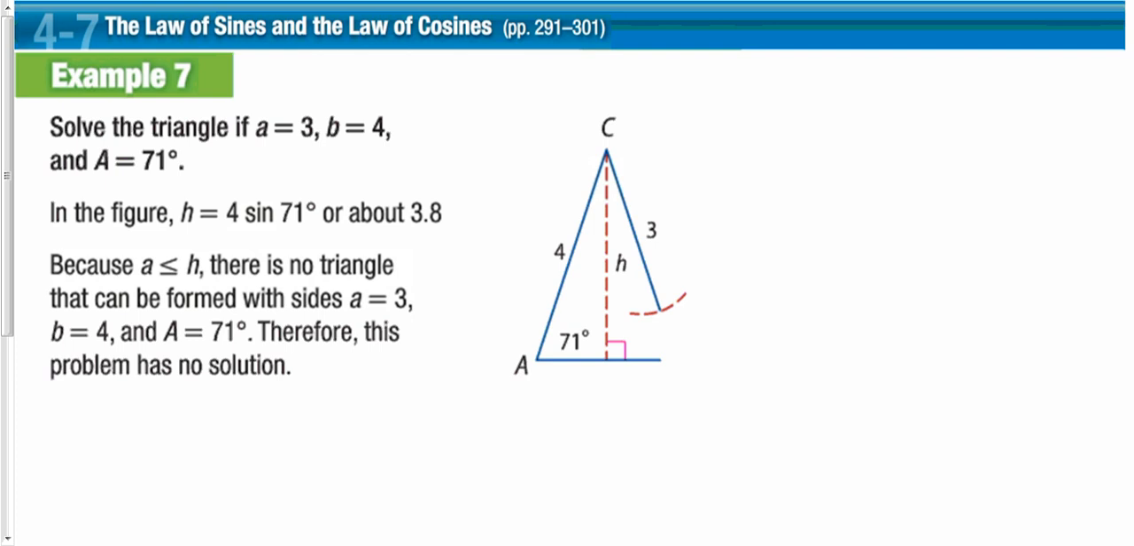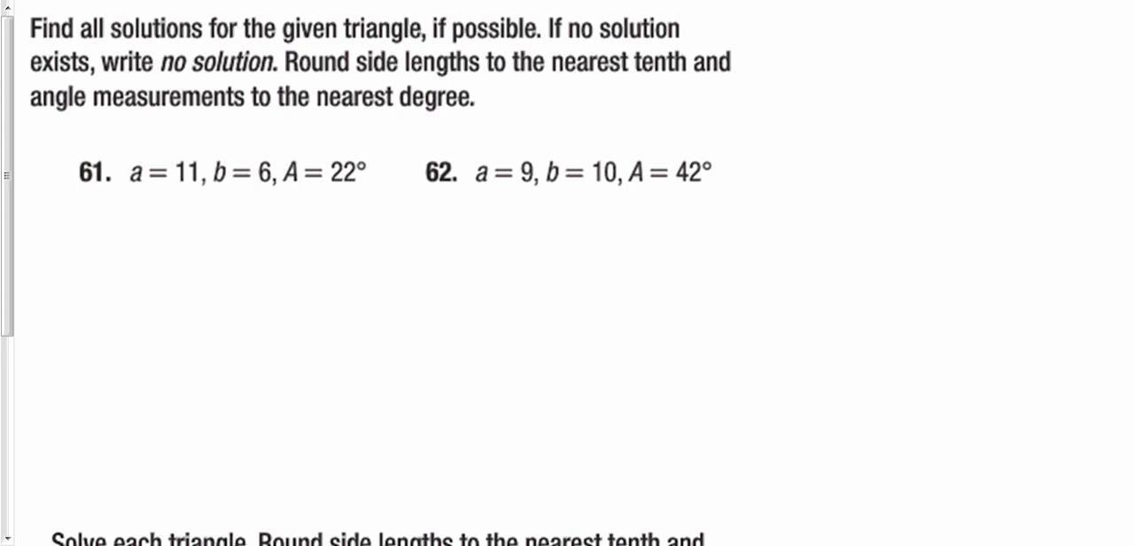Remember that some triangles will not be possible. So in this case, because A is less than H, there's no triangle that can be formed, right? A is less than B and A is less than H. Therefore, this triangle is not possible because A is an acute angle. Right? So you need to remember all those different possibilities for how triangles work. So let's look at these couple problems.